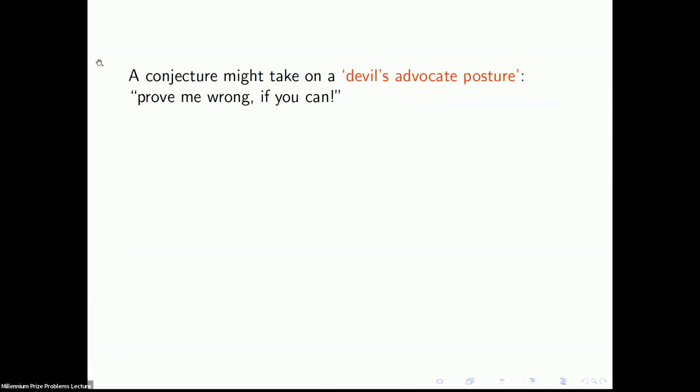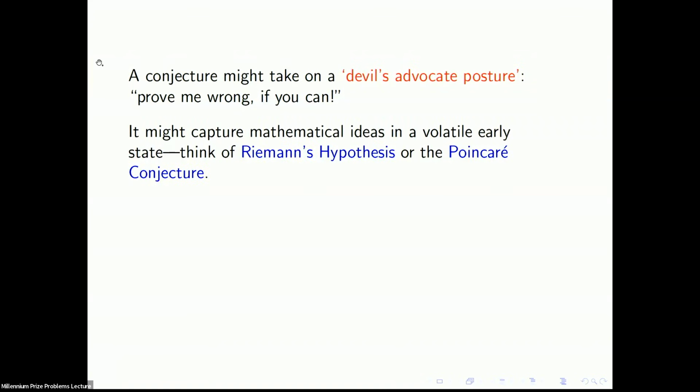Now, a conjecture might take on a devil's advocate posture: prove me wrong if you can. It might capture mathematical ideas in a volatile early state. I say, think of Riemann's hypothesis. If you take a glance at Riemann's 1859 paper, you'll see that the subject is completely volatile. Or the Poincare conjecture, do the same with Poincare. It's even more volatile in his framing of what we call the Poincare conjecture.